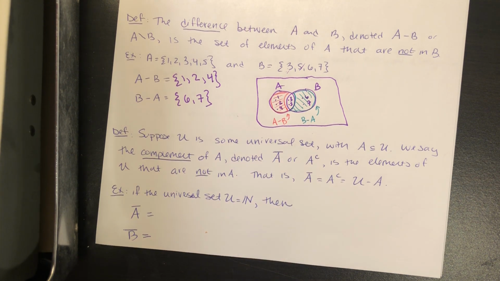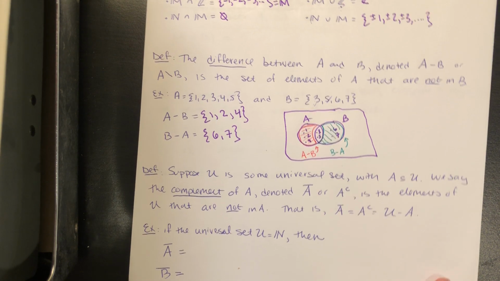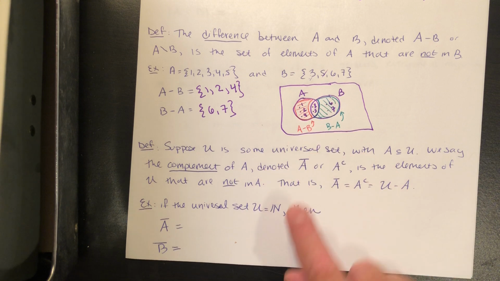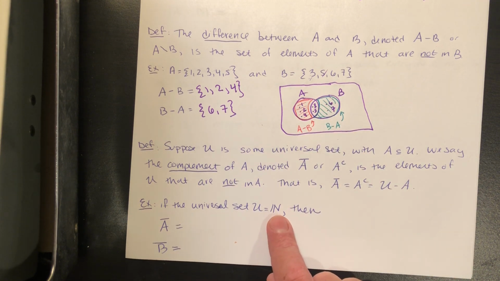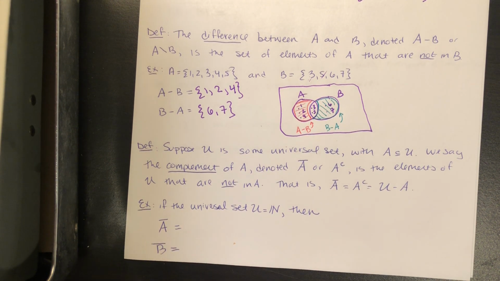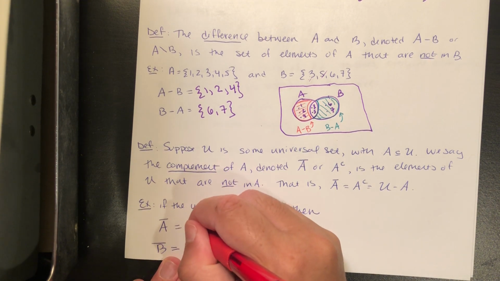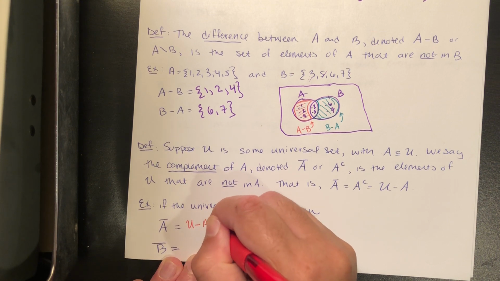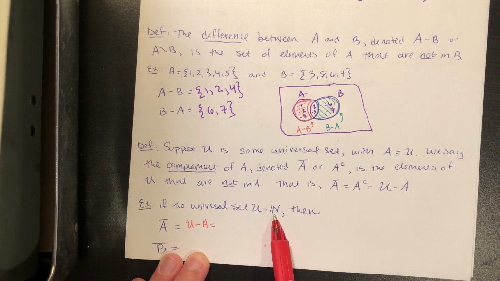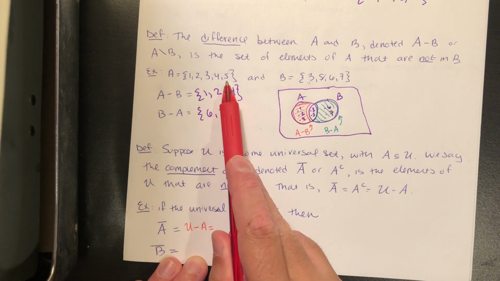And the complement of A is just everything in the universe except for the stuff that's in A. So you can think about the complement as being the difference between the universe and A. So it's everything in the universe that's not in A. So for example, using that same definitions of A and B that we saw up here, if the universal set is all of the natural numbers, then A complement is going to be everything in the universe except for the stuff that's in A. So it's all the natural numbers except 1, 2, 3, 4, and 5.